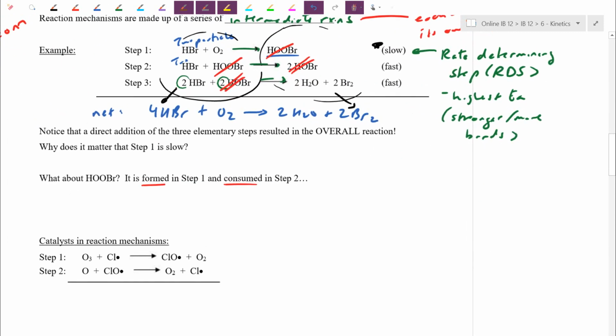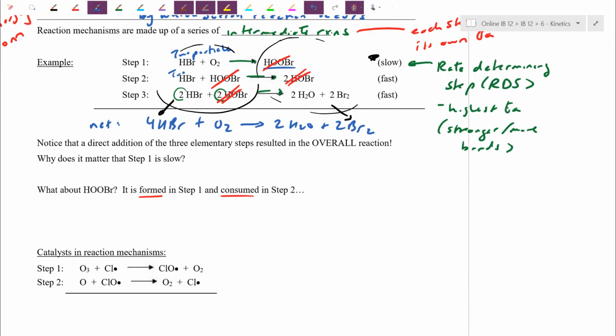A couple other notes here I already indicated to you. Why does it matter that step 1 is so slow? We already talked about this one here. The slowest step, called the rate determining step, the RDS, determines the speed of the overall reaction. Again, the people waiting around to assemble the burgers and pass out the burgers are just waiting on the burgers to cook, right? If you can somehow cook the burgers faster, we can overall do this net reaction much faster.